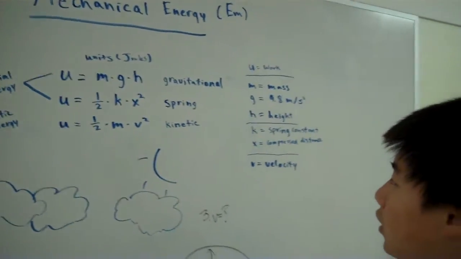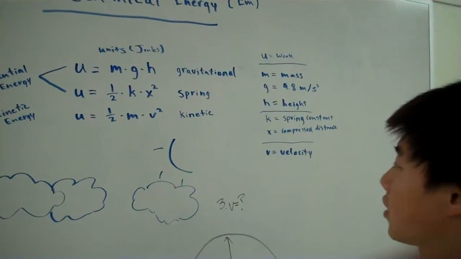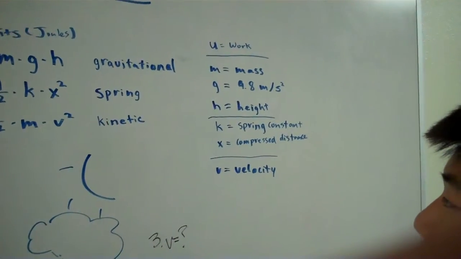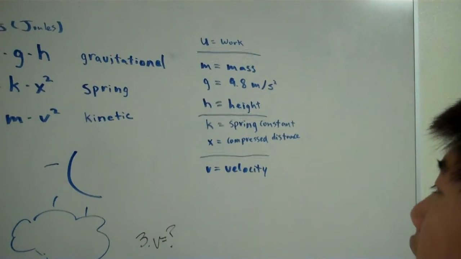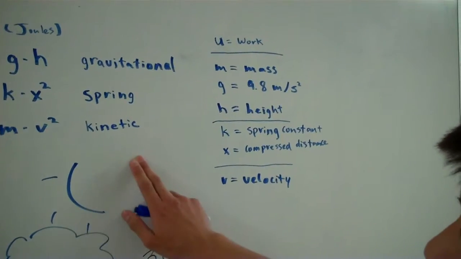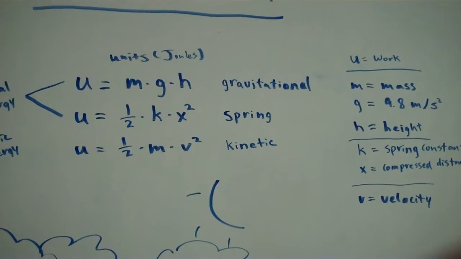For these variables, m is mass, g is gravity, h is the height. For the spring energy, k is the spring constant with no units. x is the compressed distance of the spring. And for the kinetic energy equation, m is mass, v is velocity in meters per second.